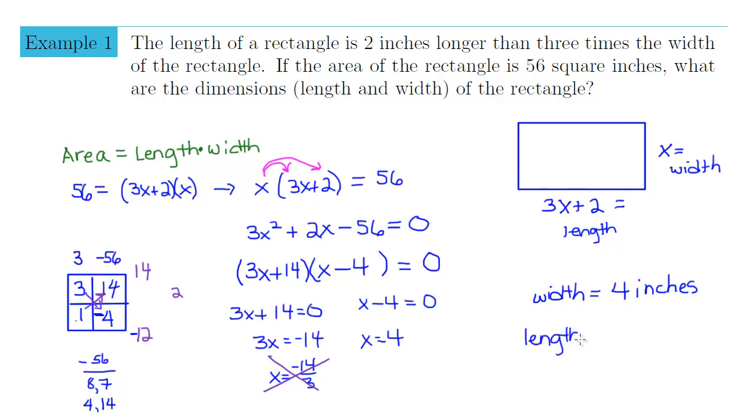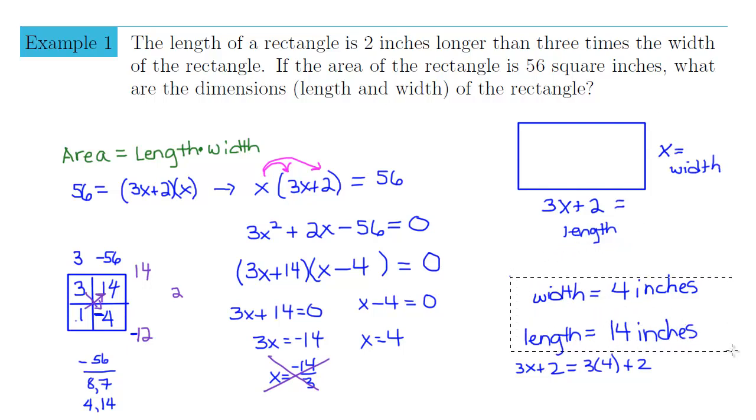Our length? Well, that's determined by the expression 3x plus 2. And if our width is 4, then that means our length has to be 3 times 4 plus 2, right? Which is 12 plus 2, which is 14 inches. Therefore, the dimensions of our rectangle are 4 inches for the width and 14 inches for the length.